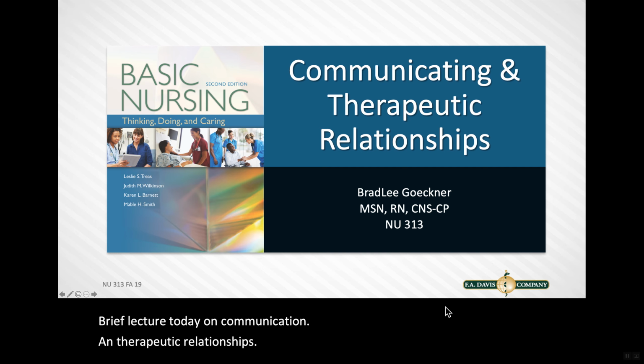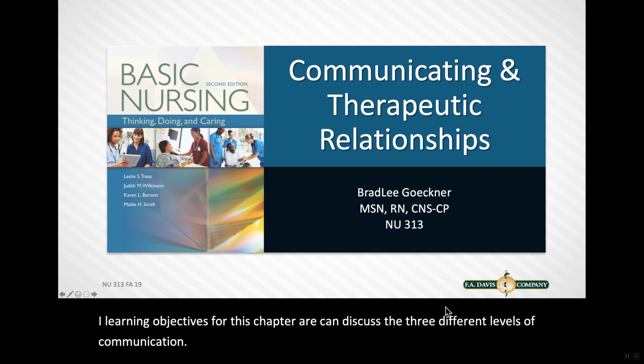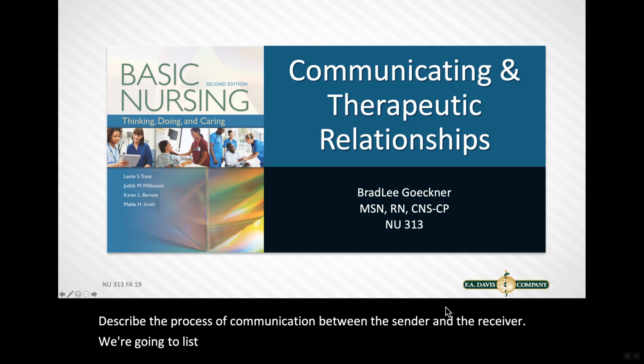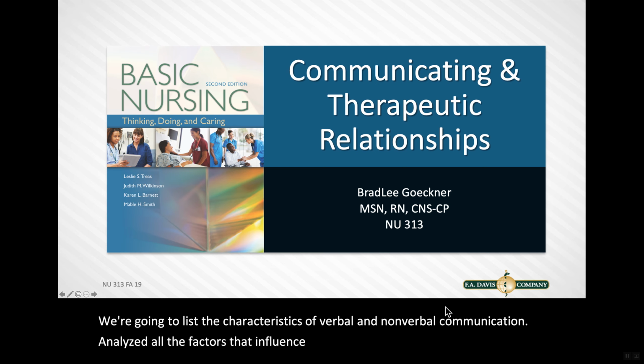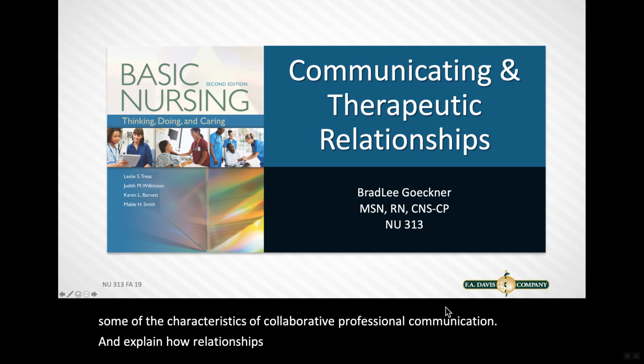Our learning objectives for this chapter are to discuss the three different levels of communication, describe the process of communication between the sender and the receiver. We're going to list the characteristics of verbal and nonverbal communication, analyze all the factors that influence the communication process, and describe some of the characteristics of collaborative professional communication, and explain how relationships and roles influence communication.